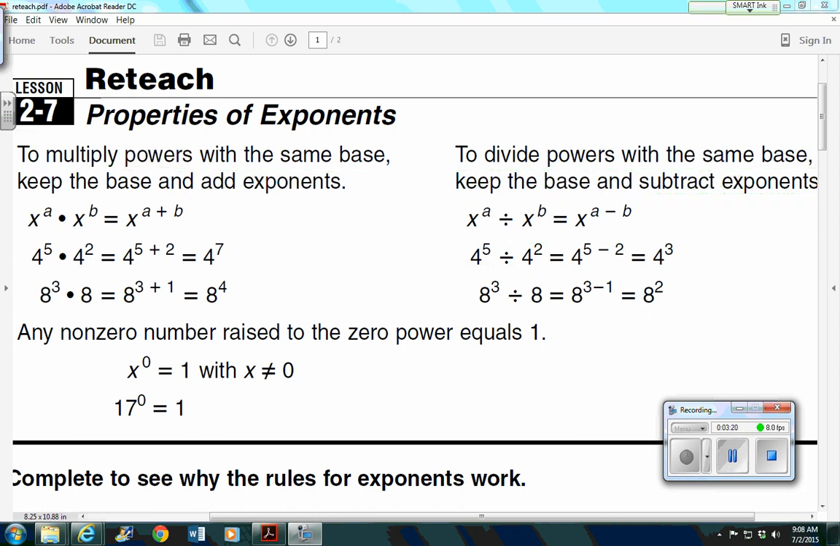Okay, just one more little interesting thing here. Any non-zero number raised to the 0 power equals 1. So as long as x is not 0, if you raise it to the 0 power, it equals 1. And I know that sounds kind of crazy to you probably, but when you raise something to the 0 power, it equals 1, and that's something you're just going to have to memorize.